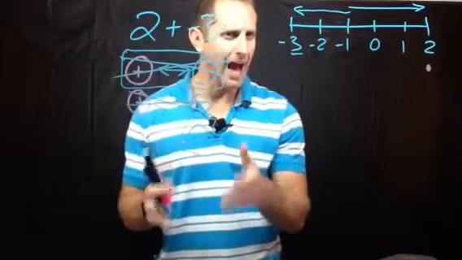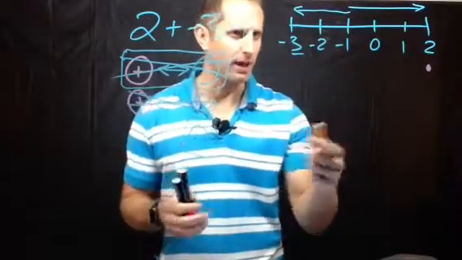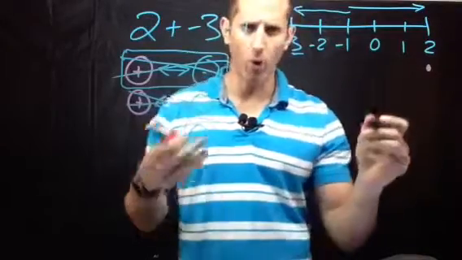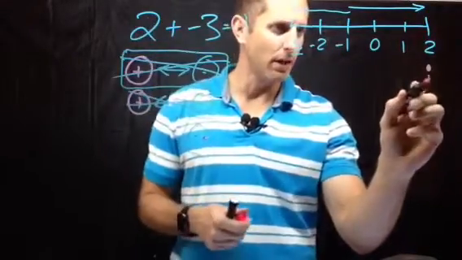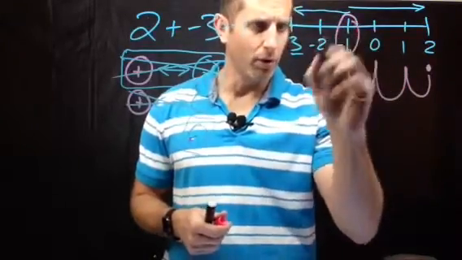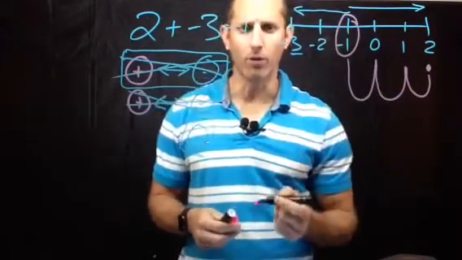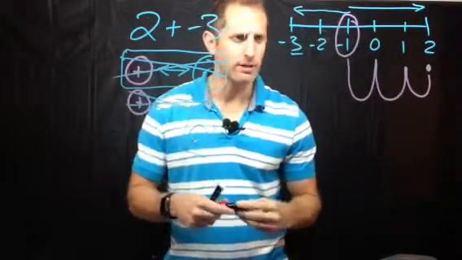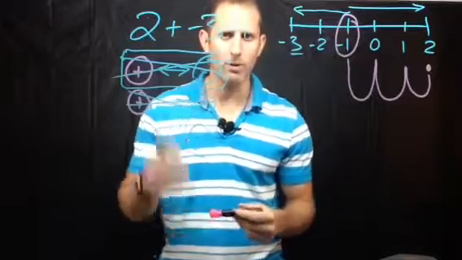Now, when it says add -3, the negative tells us that we're going to be moving this way on our number line. So we're going to move 3 spaces, 1, 2, 3, and we end up with our answer of -1. So that is addition of integers, and essentially what you'll need to remember is that when you're adding a negative, it's like subtracting.